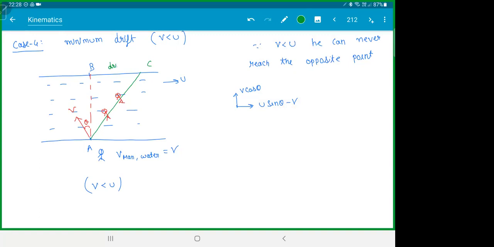This is your drift, the BC value. You want to minimize that function. So the time depends on the v cos theta. The drift depends on the horizontal velocity, which is u sine theta minus v into time. So we get u sine theta minus v into d by v cos theta. So this is the drift as a function of theta. For different values of theta, you get different drifts. So he's asking for minimum drift.